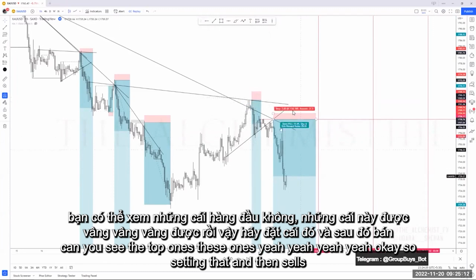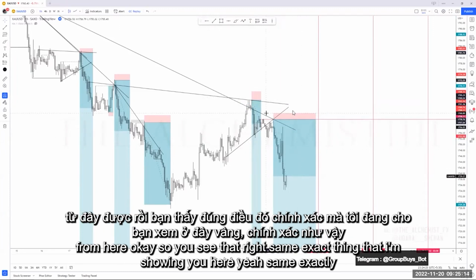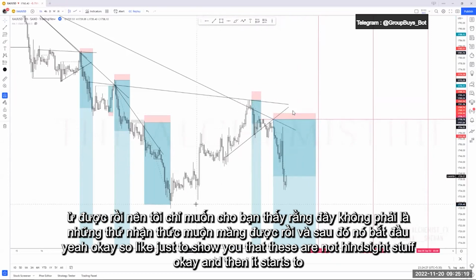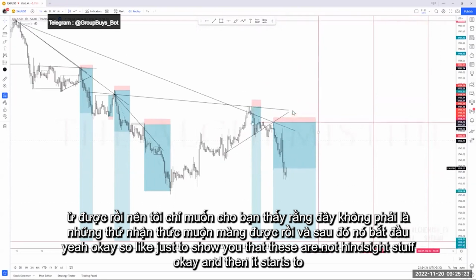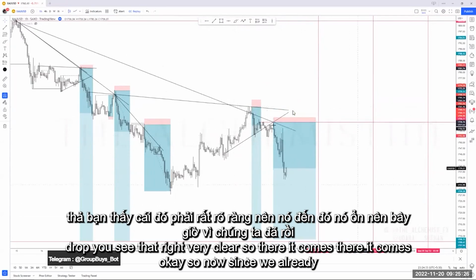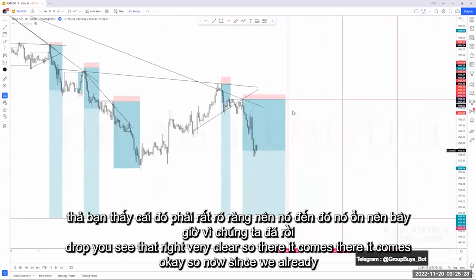Okay, so selling that and then sells from here. You see that, right? Same exact thing that I'm showing you here. Just to show you that these are not hindsight stuff. You see that, right? Tap, and then it starts to drop. Very clearly it starts to fall. So there it comes.